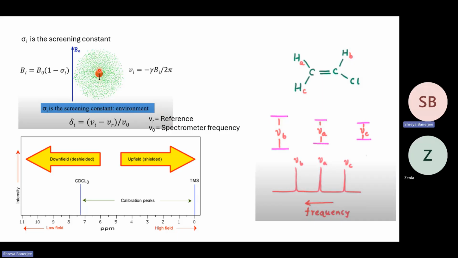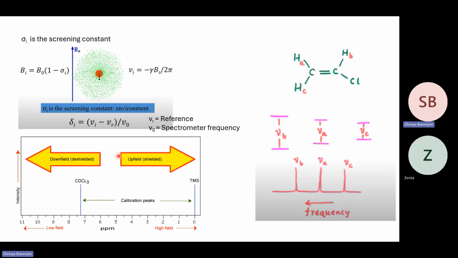So we have seen that when you have a nucleus and it is surrounded by a lot of electrons, then the nucleus will experience a net field, that is the external magnetic field B0 minus the induced magnetic field, which is in the opposite direction, which is written here as sigma B0. Sigma is the screening constant. And larger the screening constant, this value becomes lesser.